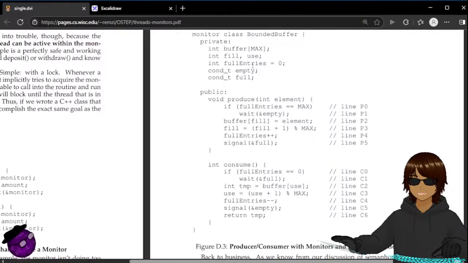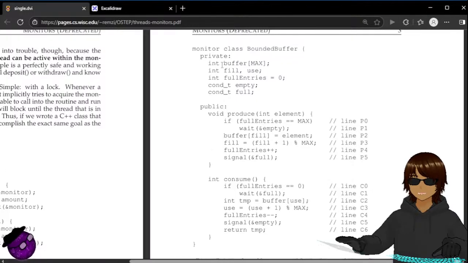If full entries is max, then wait, but it's not max. So we just skip this. So buffer fill is right now. Don't we need to initialize fill as 0? So buffer 0 gets the element, and then fill is incremented. Then full entries plus plus. And then signal full.